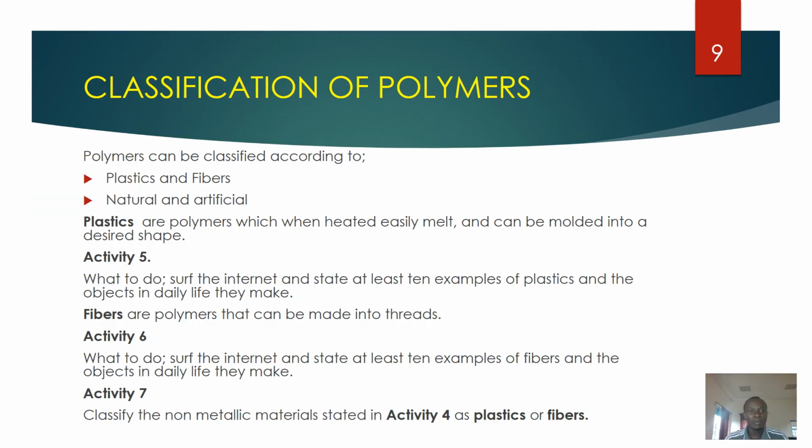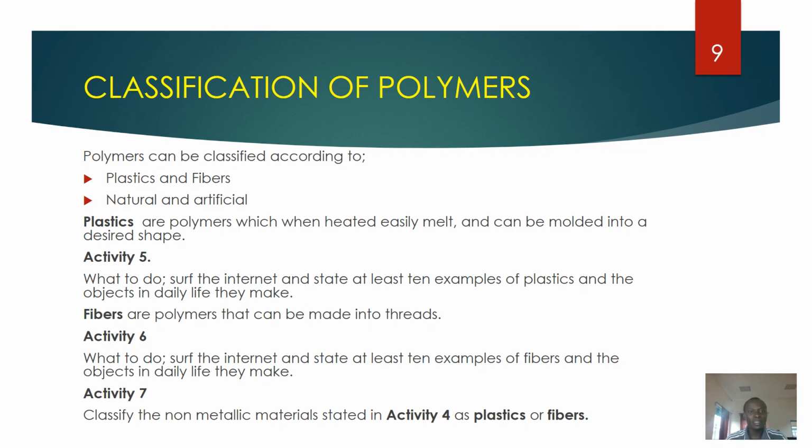How can we classify polymers? Polymers can generally be classified into plastics and fibers. But after knowing that a polymer is a plastic or a fiber, again you need to know whether it is a natural or an artificial polymer. Plastics are generally polymers which, when heated, easily melt and can be molded into a desired shape. So, after knowing that definition of plastics, you should be able to tell now that this one is a plastic, this one is a plastic, and therefore you will do for me activity 5.